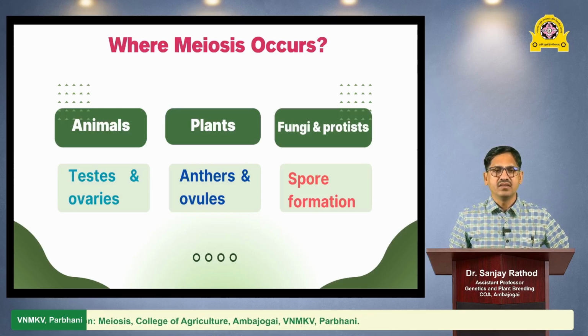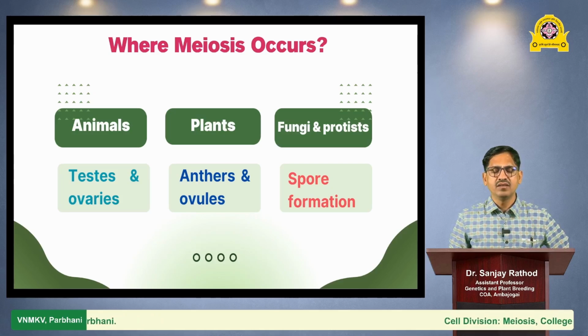Where does meiosis occur? In animals, it occurs in testes in males and ovaries in females. In plants, it occurs in anthers, that is the male reproductive floral part, and in the ovule, the female reproductive floral part. Whereas in fungi and protists, it occurs in the form of spore formation.